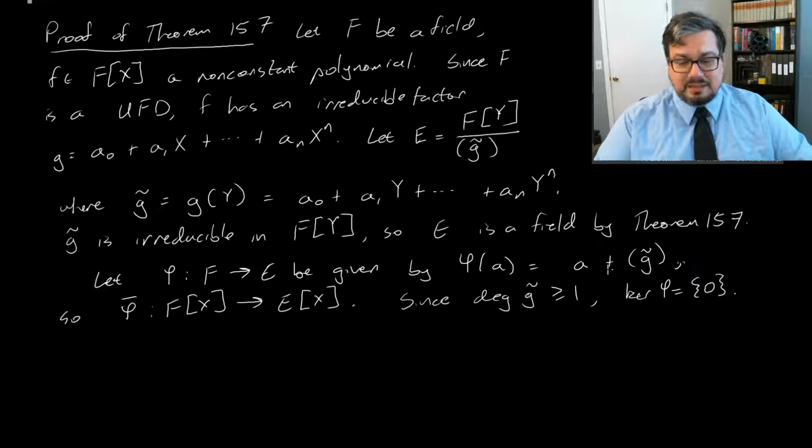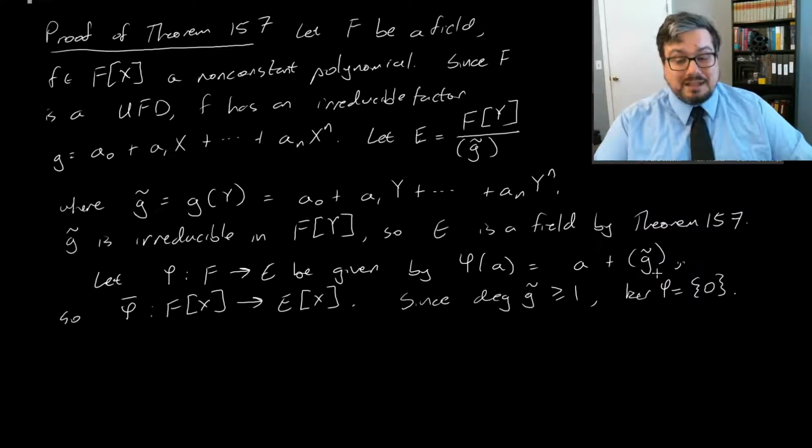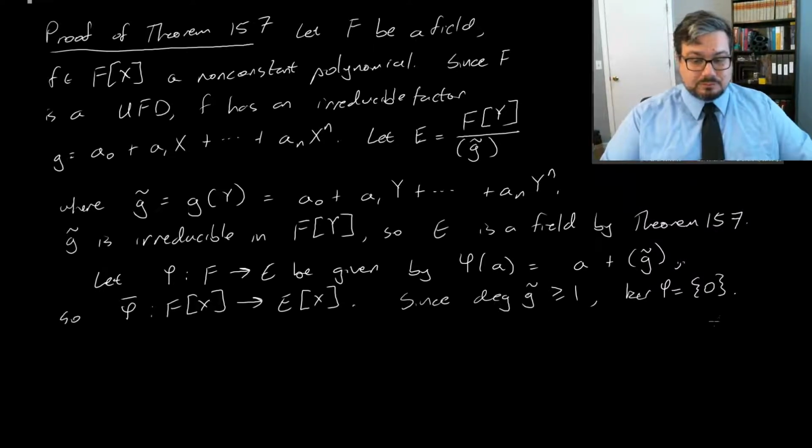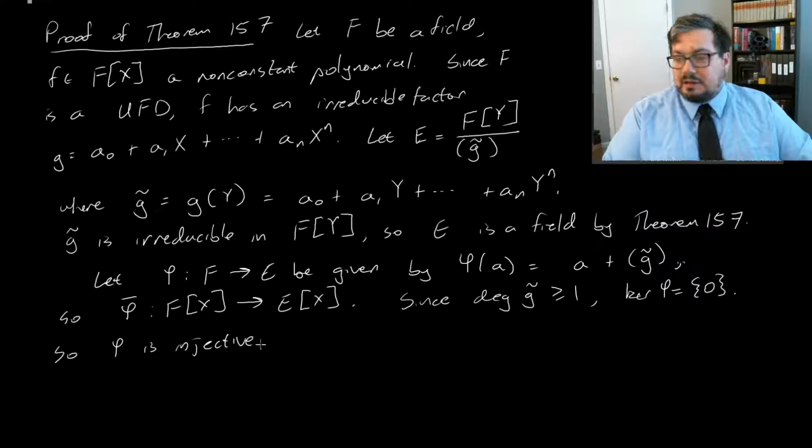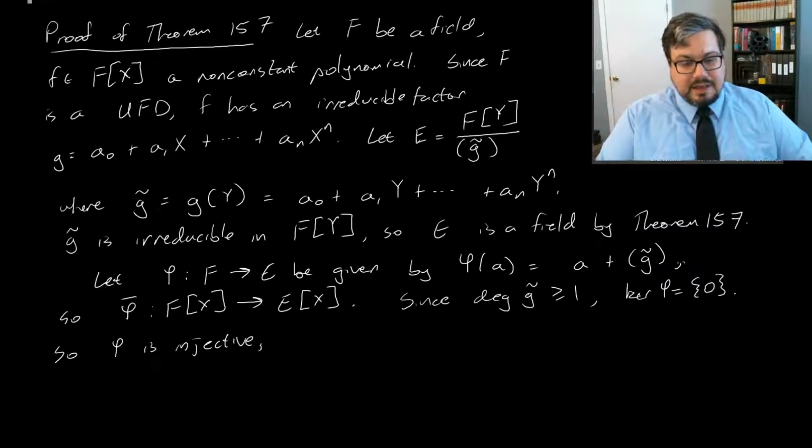Anything in the ideal generated by G tilde has positive degree, and therefore the only thing that phi will send to zero will be the zero element. So that means that phi is injective, and thus phi from F to E is a field extension.